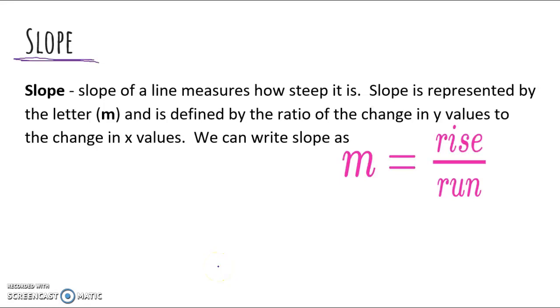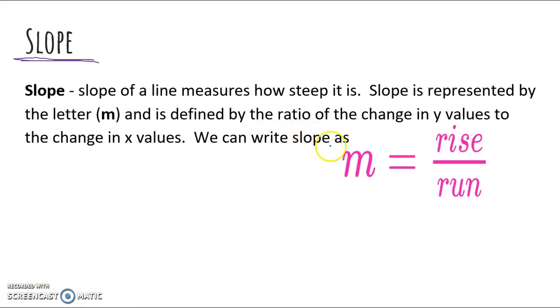This video is Linear Equations Part 2, and we're picking up with the slide titled Slope. The slope of a line measures how steep it is. Slope is represented by the letter m. It is defined by the ratio of the change in y values to the change in x values. I'll illustrate that in a moment on a graph.